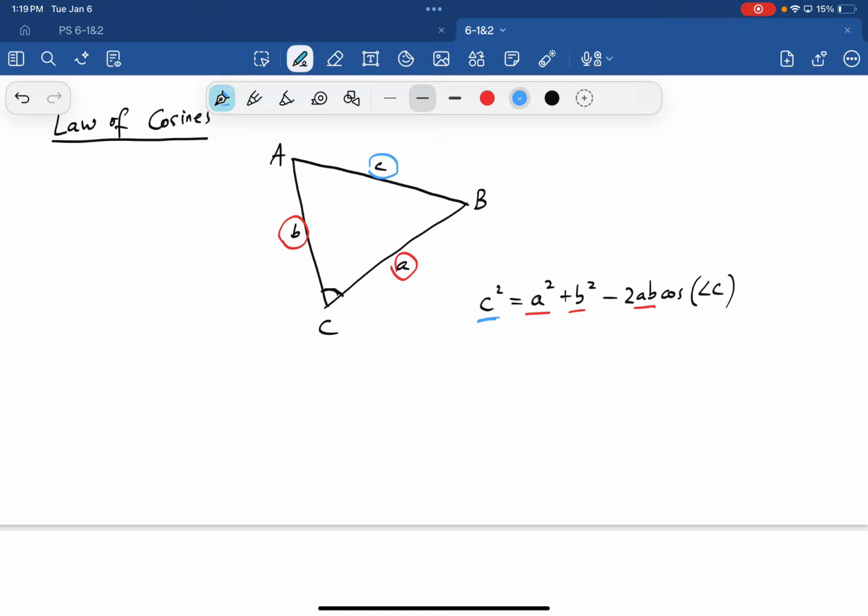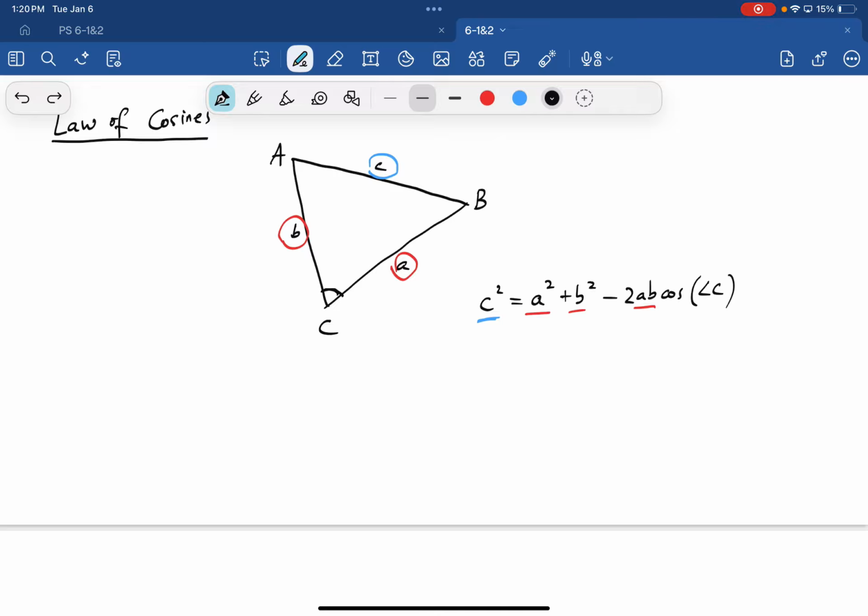And the angle is always the one that's kind of sandwiched in between those two adjacent sides. So that's how you remember which angle to use and which sides to have on the respective sides of the equation. All right, so the opposite side is always the one on the left side by itself. And then the adjacent sides are a squared plus b squared. And then you always have to remember this minus 2ab, and then cosine of the angle that's squished in between those adjacent sides.